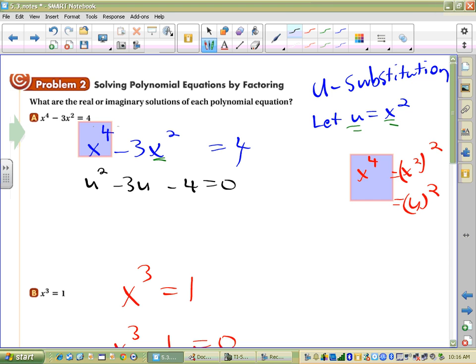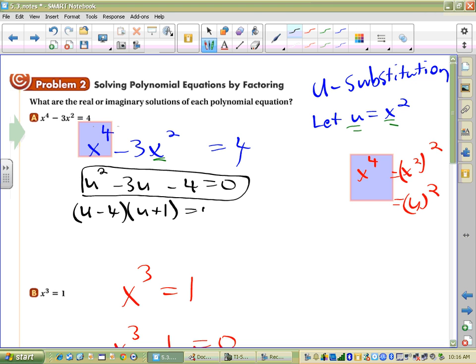Okay, so we can factor this. That's u minus 4 and u plus 1 equals 0. Oh, that's not bad. But wait a minute, it's not u, it's x squared. So we have x squared minus 4 times x squared plus 1.